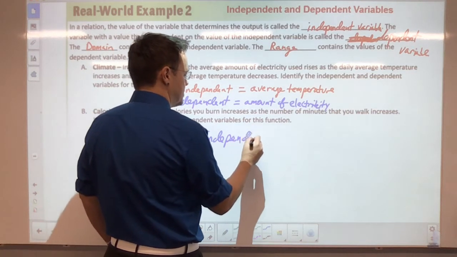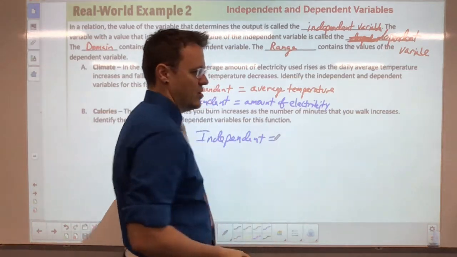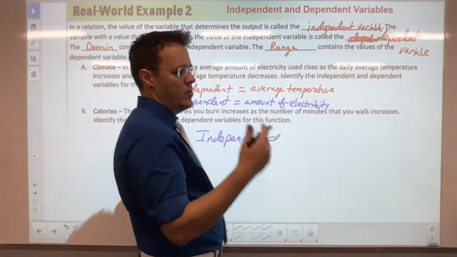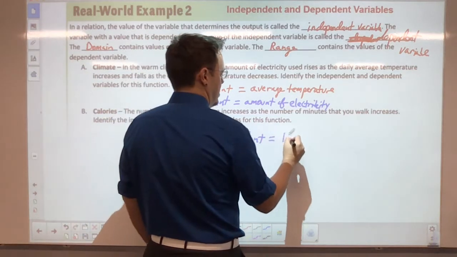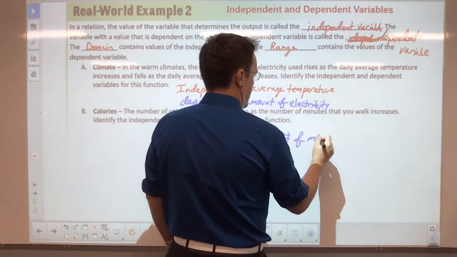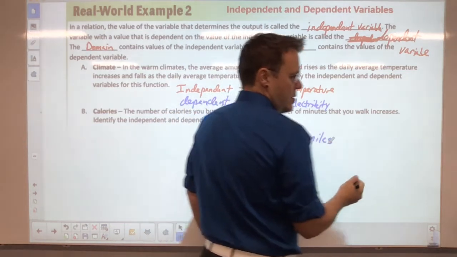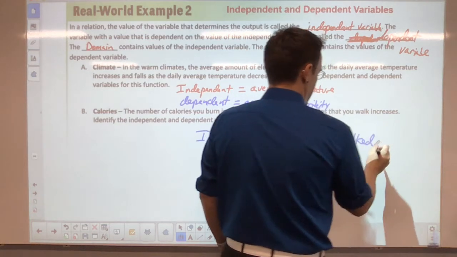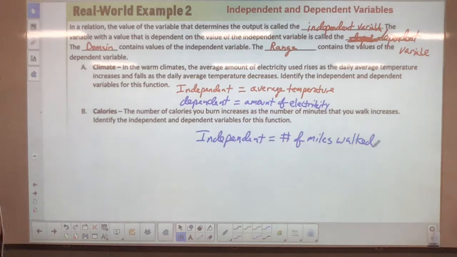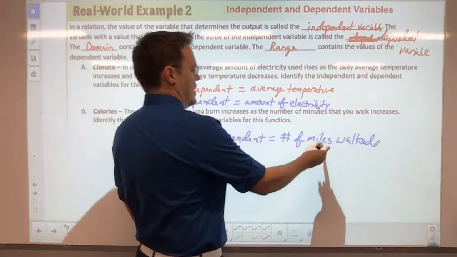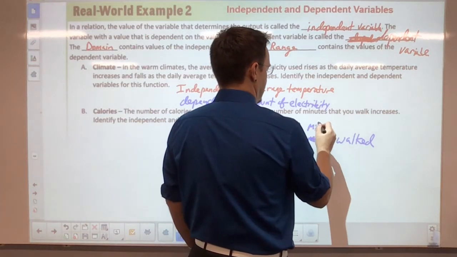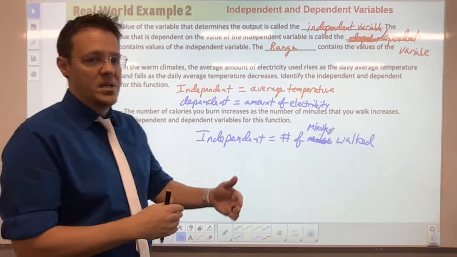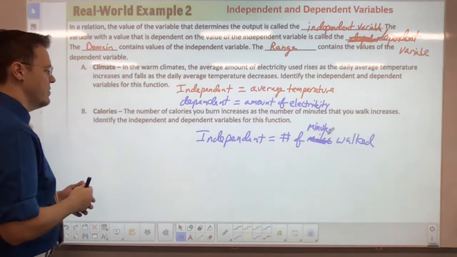Independent. And for some reason I always struggle writing "independent" no matter where we go. Is what? If you think about it, number of what? Number of minutes you walk. Whoops, not miles, sorry. Minutes. Okay, because that's something that is independent. So you're walking. Remember, it's usually time function related.